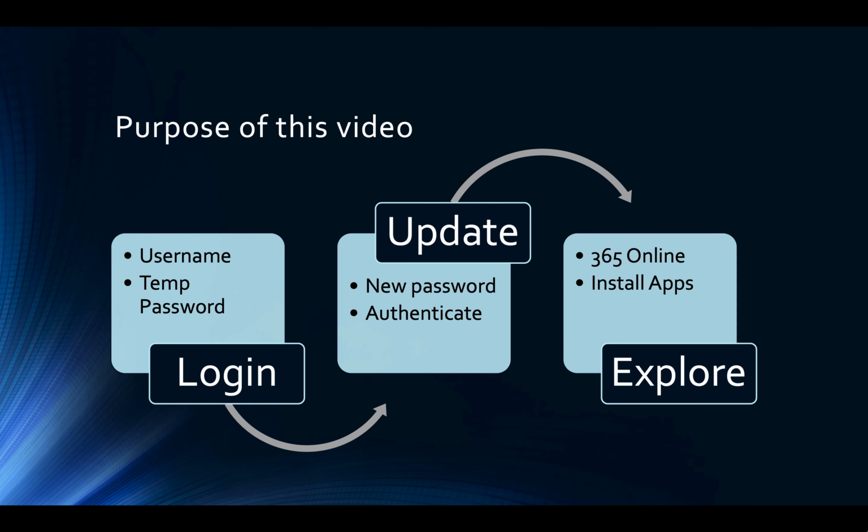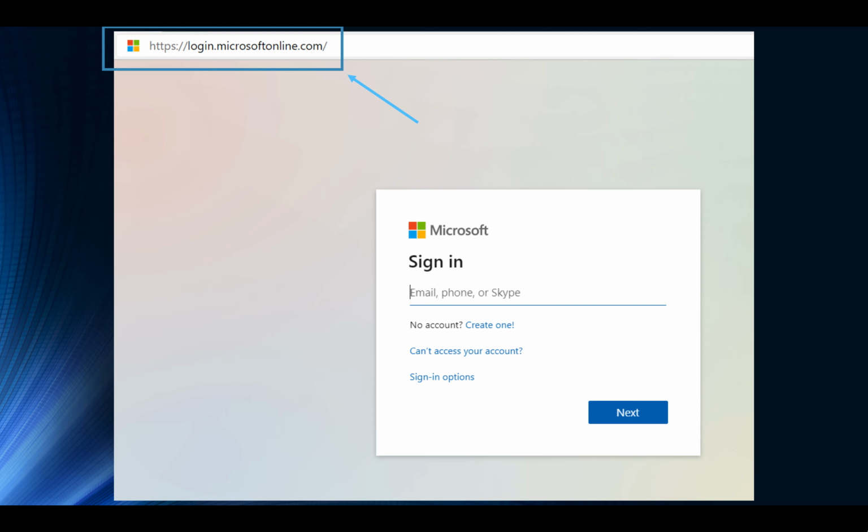So the purpose of this video is to make sure that even though you'll have written instructions in the email that walk you through this, you're able to see what it's like to log in for the first time with your username and temp password, what it's like to update to a new password and authenticate that password with another device, and then give you a chance to explore the 365 online environment, and maybe encourage you to install some apps on your phone so you can easily communicate and collaborate with us in any environment.